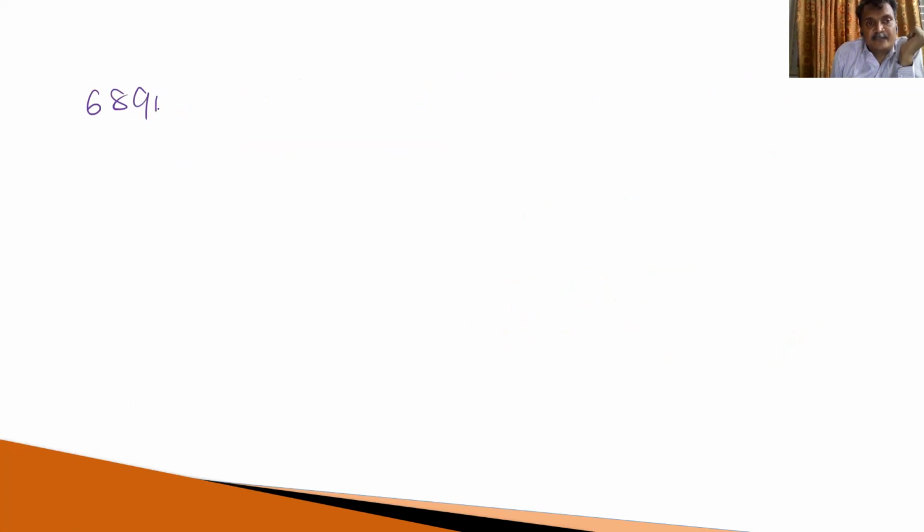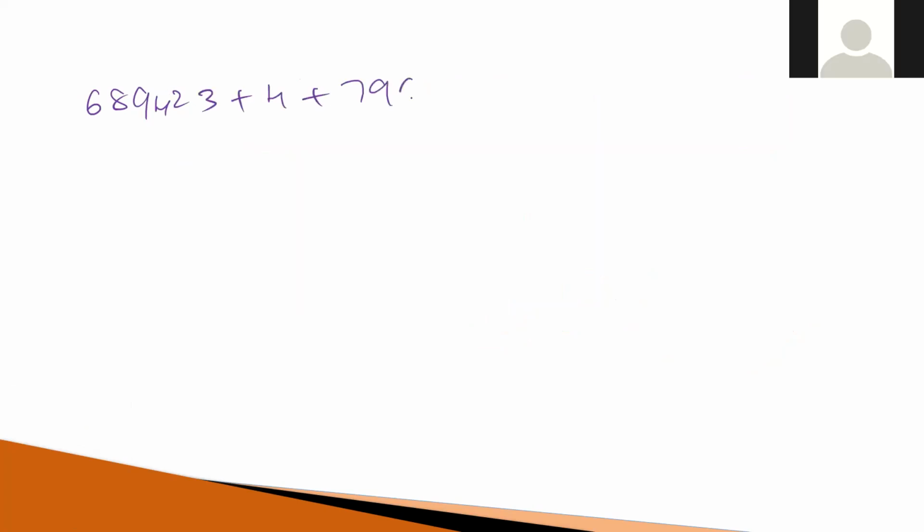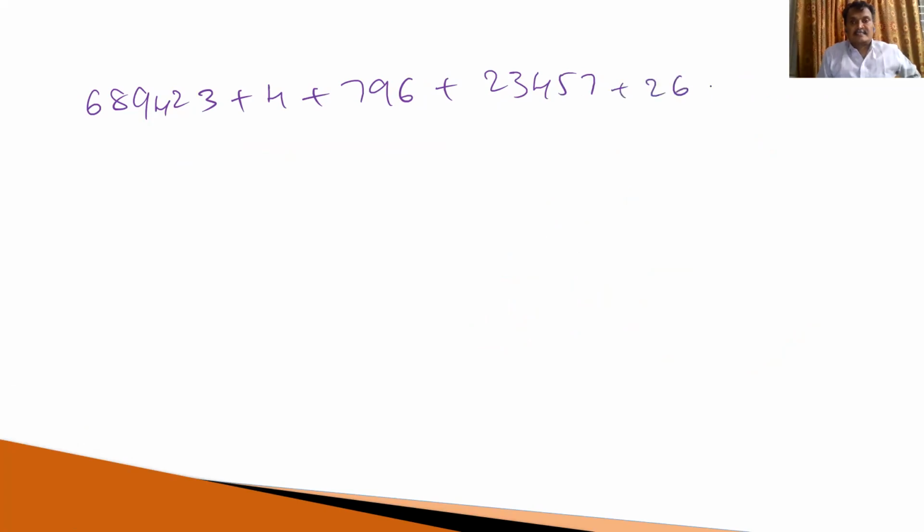Six, 8, 9, 4, 2, 3 plus 4 plus 7, 9, 6 plus 2, 3, 4, 5, 8 for 7 plus 26 plus 4, 7, 60. Okay, what is the sum of these numbers? And cross check your answer using digit sum.